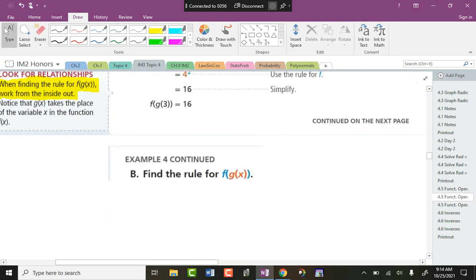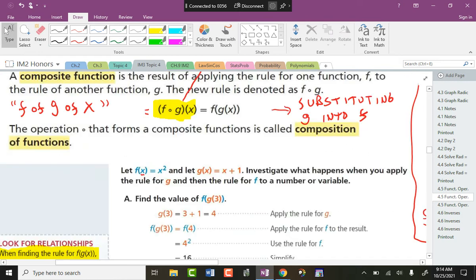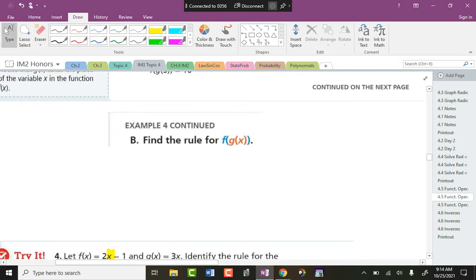X squared and then x plus 1. X squared is f of x, right? Okay. Oh, you could see that. Darn it. I didn't hit freeze. So here's f of x, which is x squared. Here's g of x, which is x plus 1.